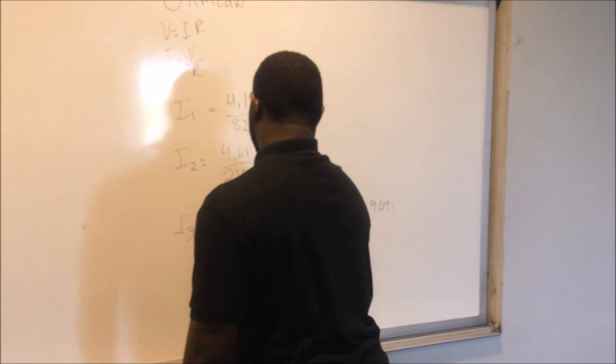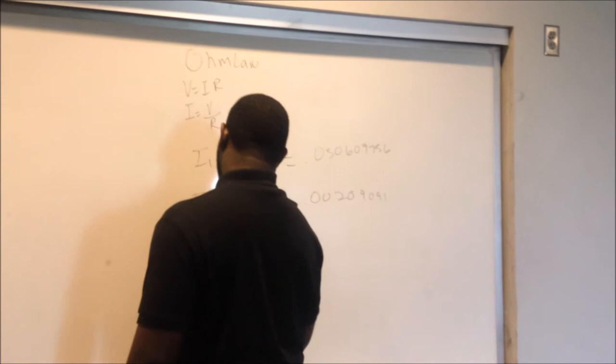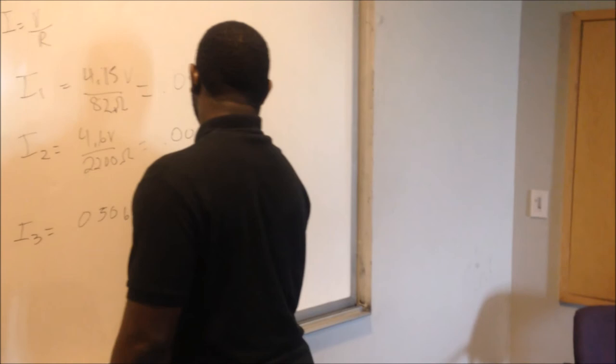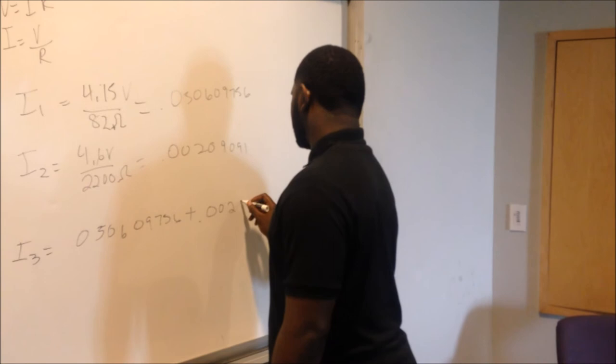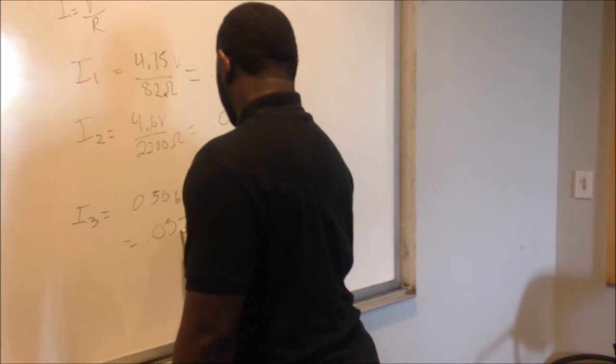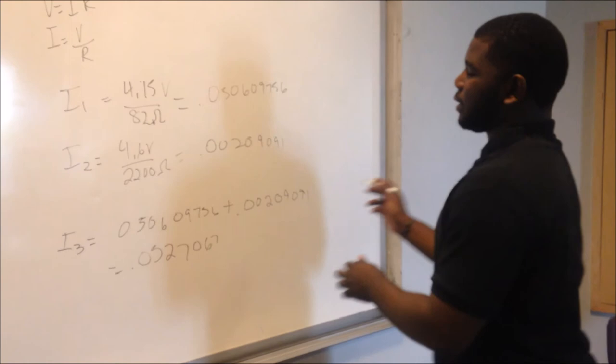Which we got, I3 is basically I2 and I1 combined, or plus. So 0.0020909 plus 0.050609756, and it equals out to 0.02706067.